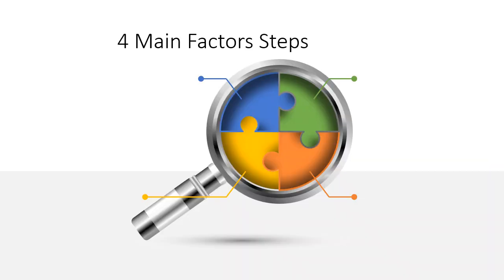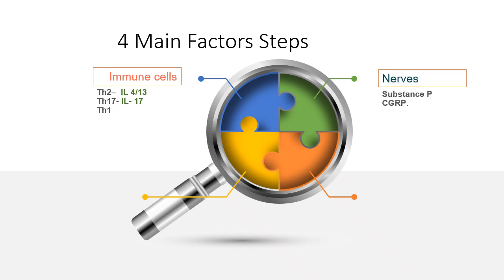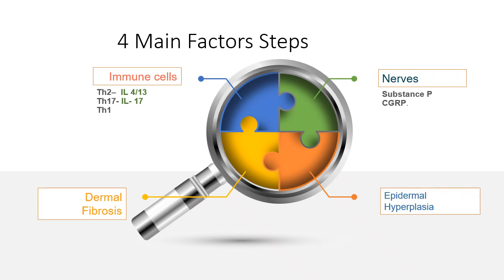So the four major factors for prurigo nodularis as of today are, of course, the immune cells, which is not just Th2, also Th17 and Th1. Of course, the nerves have got a role to play with their mediators. Then there's dermal fibrosis and, of course, epidermal hyperplasia. Now, let's understand which of these are the most important steps.